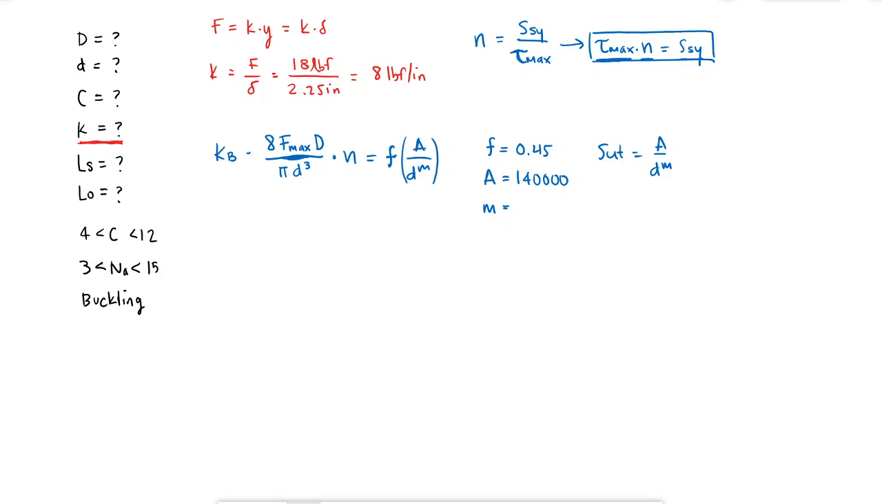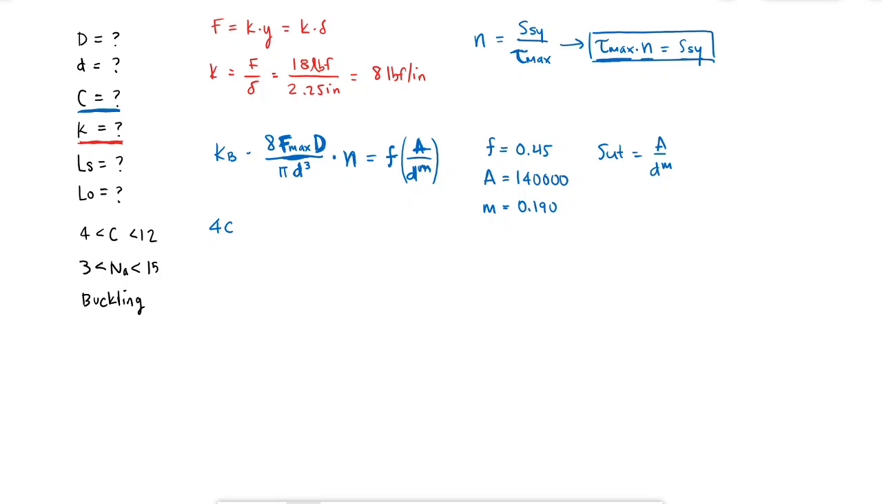And M is going to be 0.190, right? So I have A, I have M, D is going to be my decision, I have F, N is equal to 1.2. The diameter of the coil is also my decision, same with the lowercase d. For the given maximum force of 24 pounds, KB is going to be a function of C, which is the spring index.